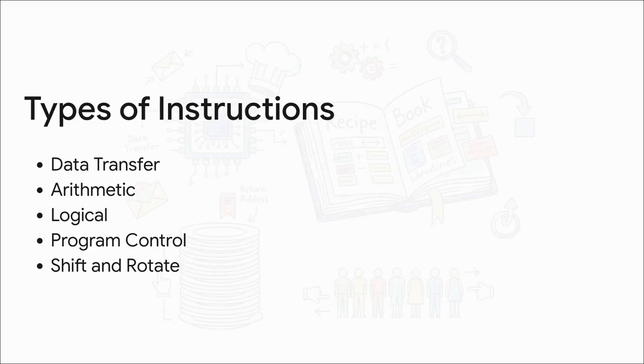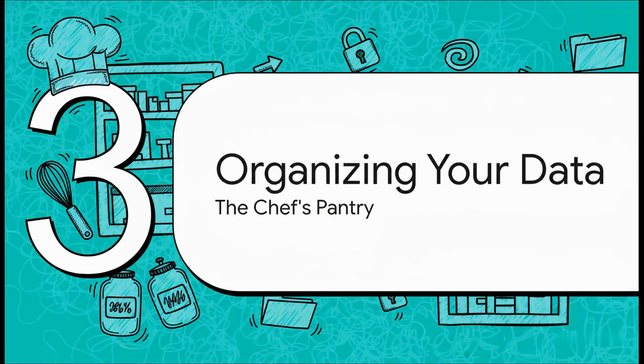And these commands usually fall into a few main groups. You have your data transfer instructions, which is just moving ingredients around. Then you have arithmetic. That's the fun stuff, mixing and combining. Logical instructions are for making decisions, like checking if the oil is hot enough. Program control is really powerful. It lets you skip ahead or go back in your recipe. And finally, you have things like shift and rotate, which are for really precise, fine-tuned actions, kind of like finely dicing a vegetable.